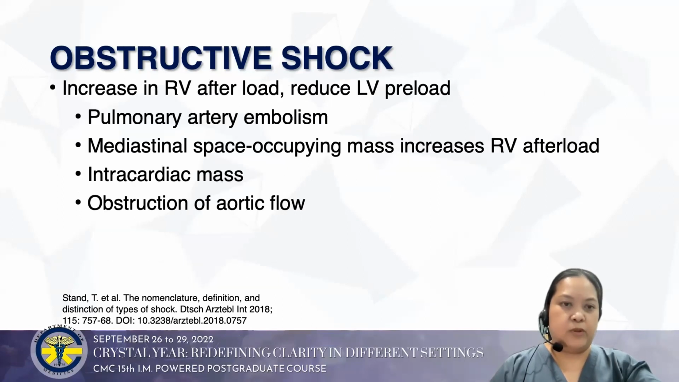ventilation. Obstruction may also be caused as an increase in the RV afterload, which eventually reduces LV preload. So this may happen in patients with pulmonary artery embolism, with a mediastinal mass, which increases the RV afterload, with an intracardiac mass, or with an obstruction of aortic flow, which can happen in patients with aortic dissection.